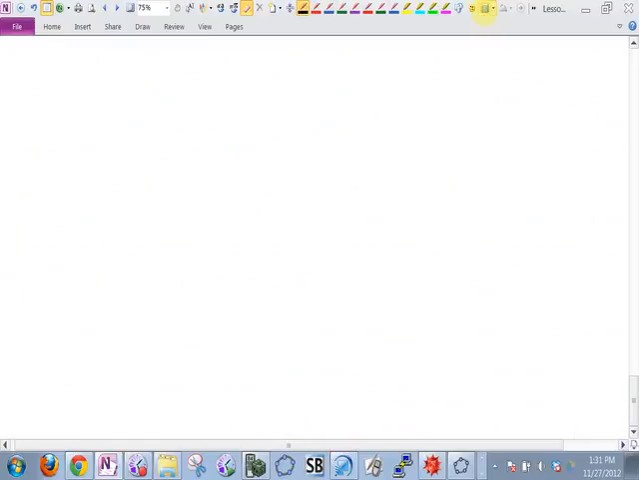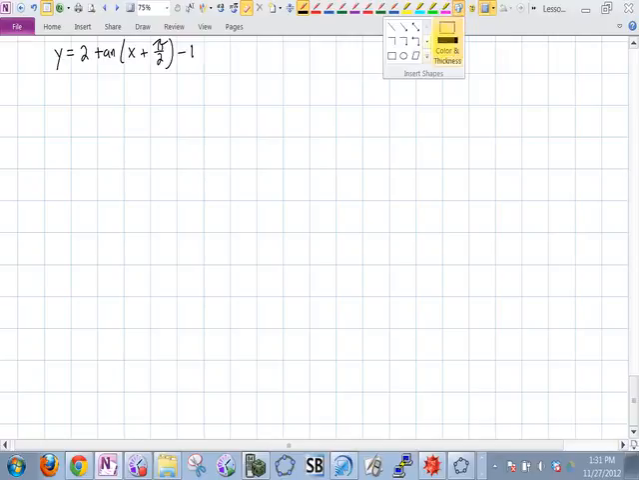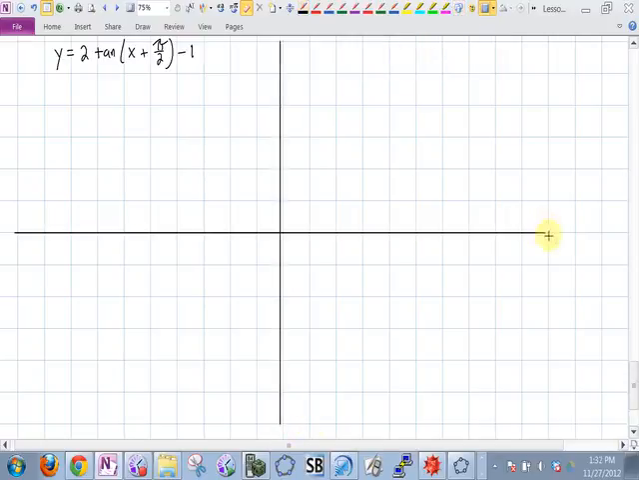Let's make one up. It's not too crazy. Let's go y equals 2 tangent of x plus pi halves, minus 1. How about that? Sound good? Sounds good. Get your graph paper, get your axes.